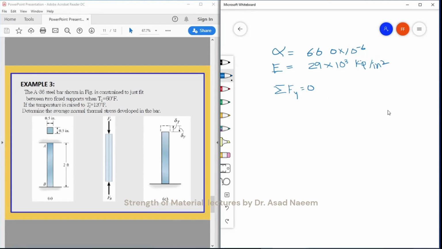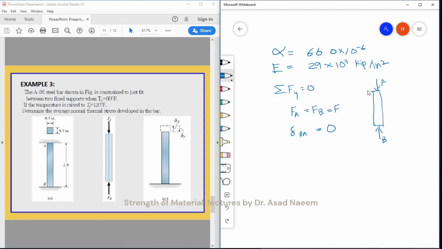So in this condition we can first of all simply make the free body diagram. Temperature change की वजह से there will be FB and FA, जो free body diagram बनी है already. So FA equal to FB is equal to F. Delta BA is equal to 0 because it's fixed on both sides.